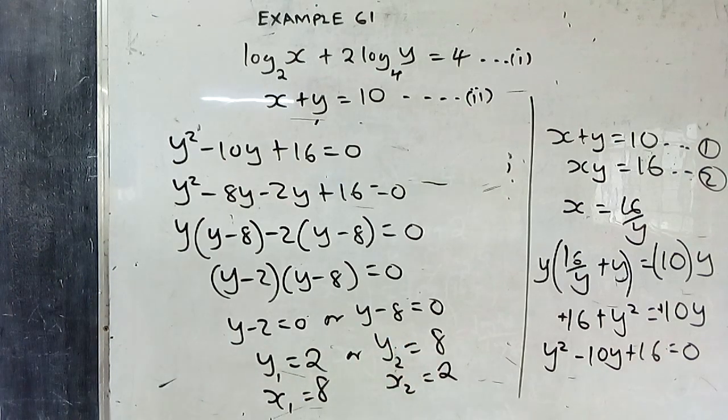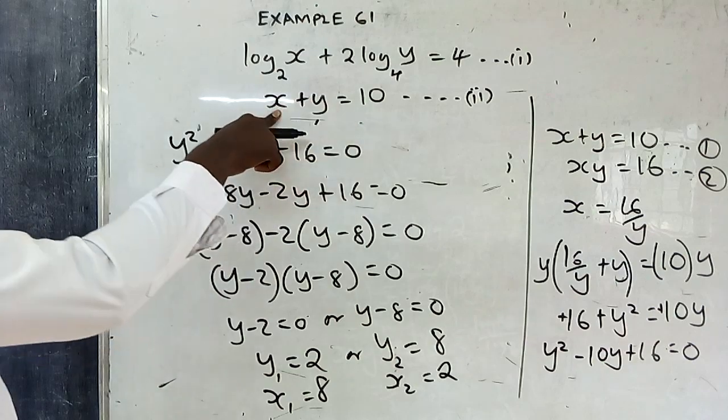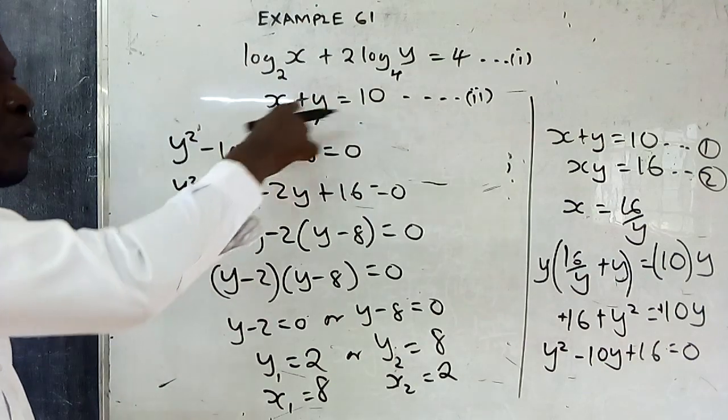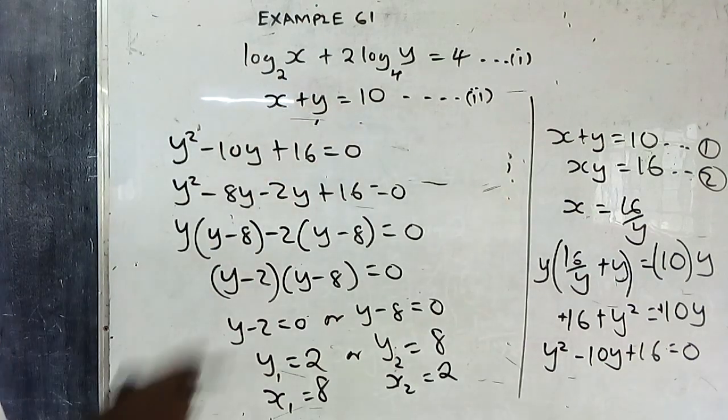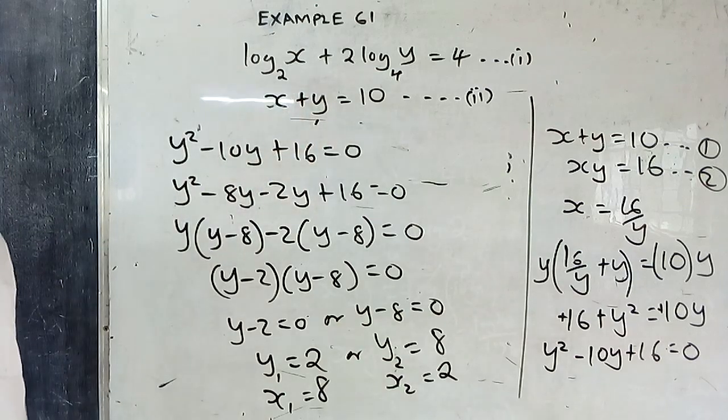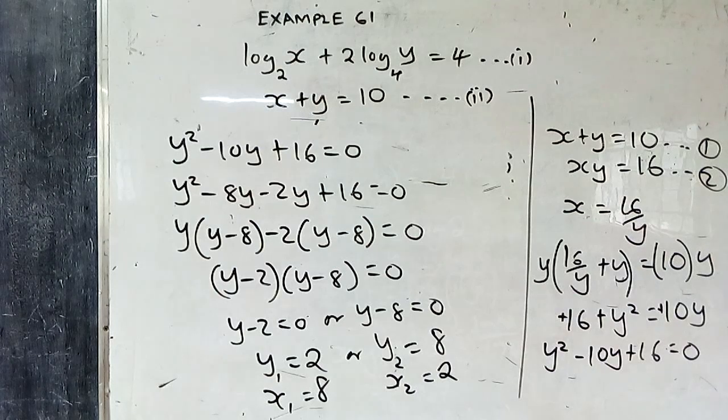So you have two pairs of solutions. Good, and you have solved the given problem. When y is 8, x is 2, or when x is 8, y is 2. Are we together? Good. So that is how to solve such kinds of simultaneous equations.